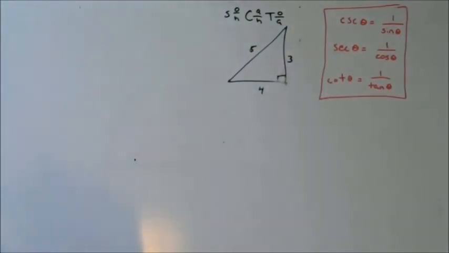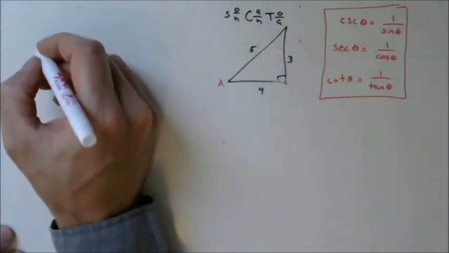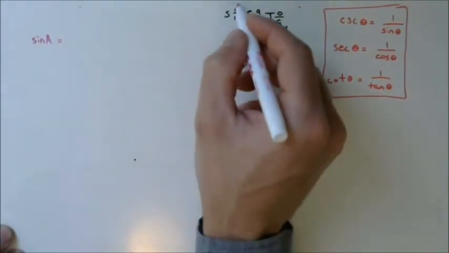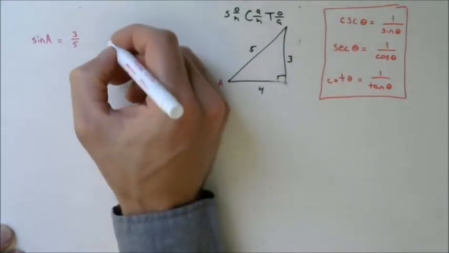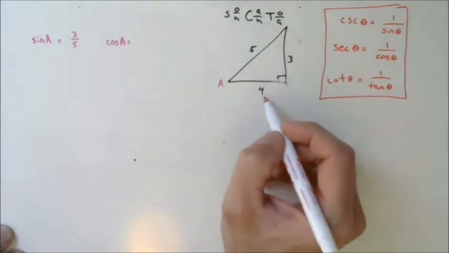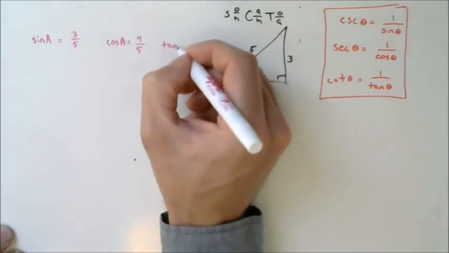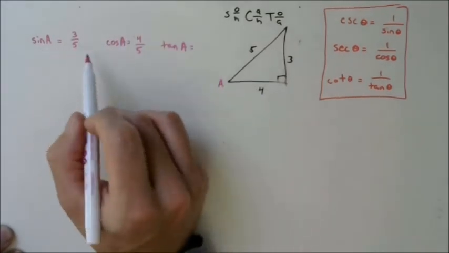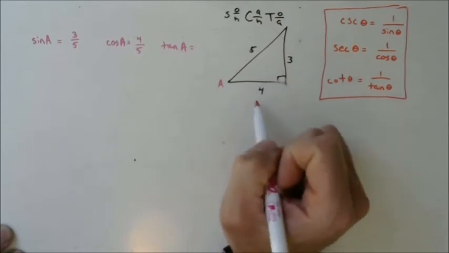And so we'll go from there. We're looking at angle A, which is right here. So we can get the sine of A. Sine of A is equal to opposite over hypotenuse, which is 3 over 5. The cosine of A is adjacent over hypotenuse, which is 4 over 5. And the tangent of A, you could do it 2 ways. You could either do sine over cosine, or you could do opposite over adjacent, 3 over 4.